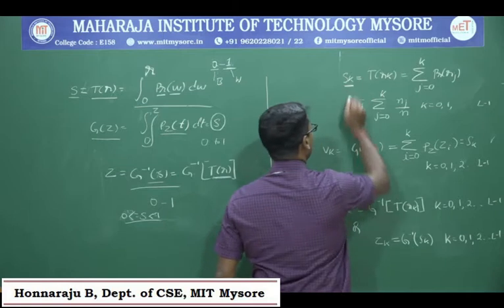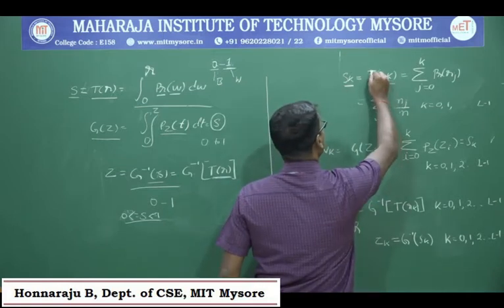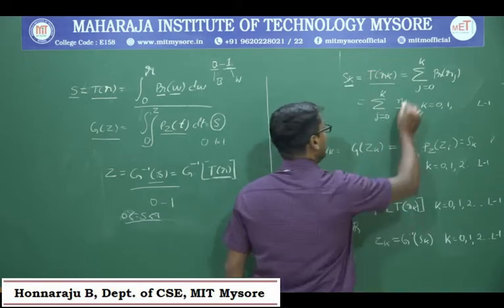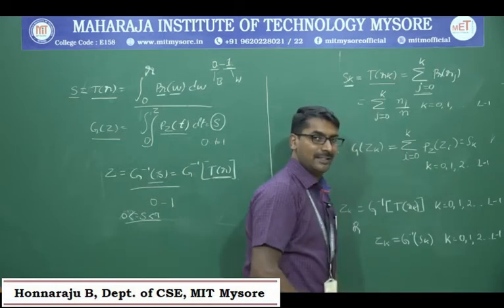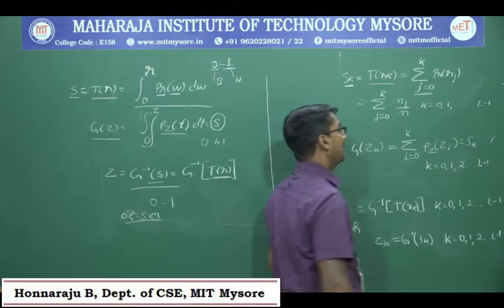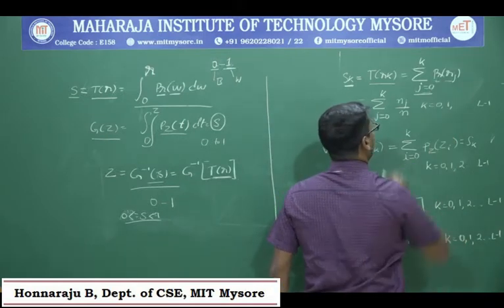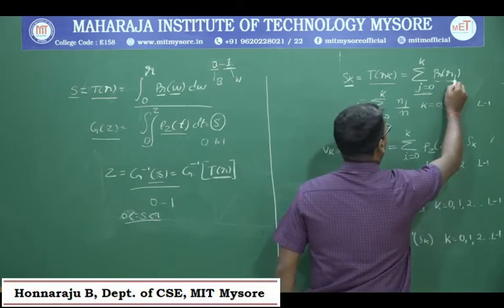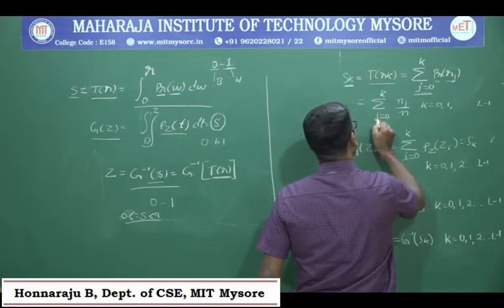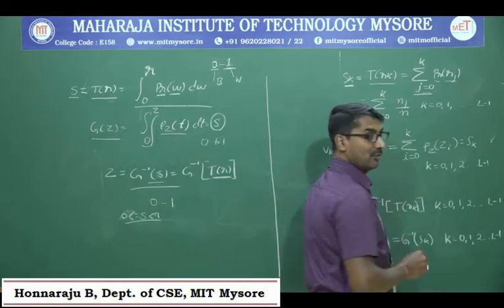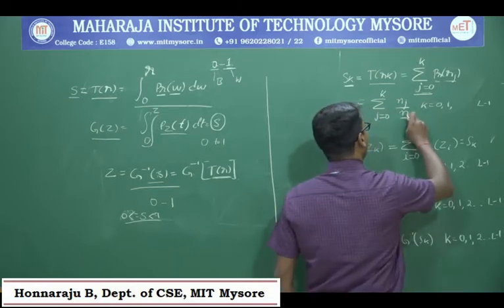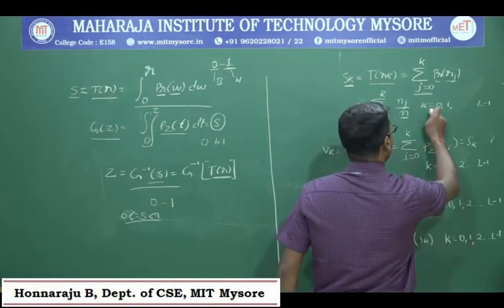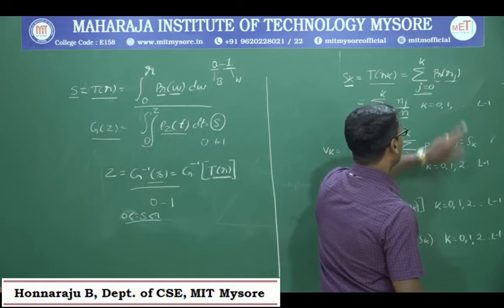Here SK is the transformation output. T of RK, the transformation of RK, is for the gray level RK. This can be calculated by summation from j equals 0 to k. This equation is similar to the histogram equalization formula. PR of RJ is the probability density function of the gray level RJ, and it can be calculated as the summation from j equals 0 to k of nj divided by n. Here nj represents the number of pixels in the gray level j, and n is the total number of pixels in the image. K is equal to 0 to L minus 1.